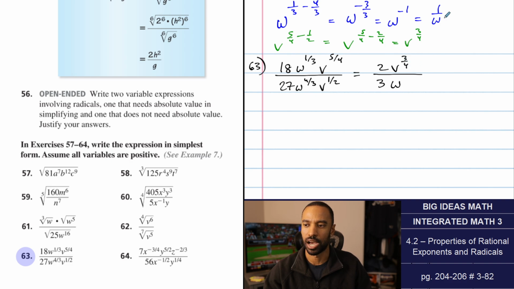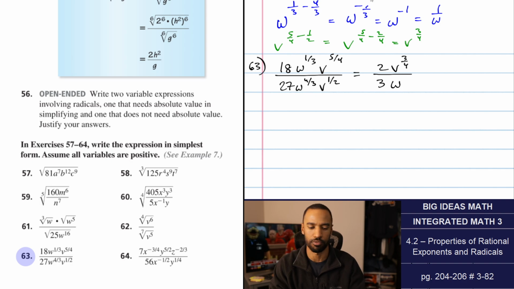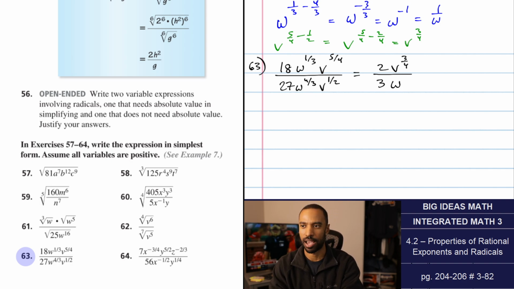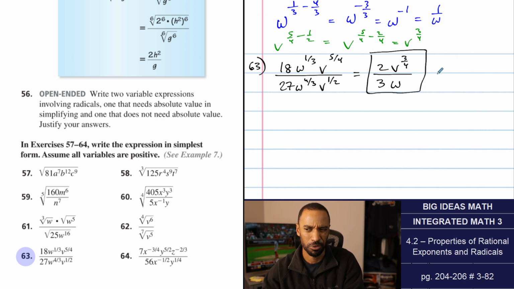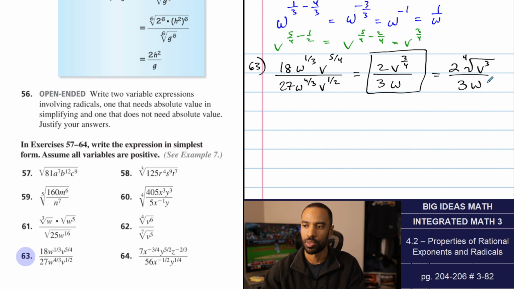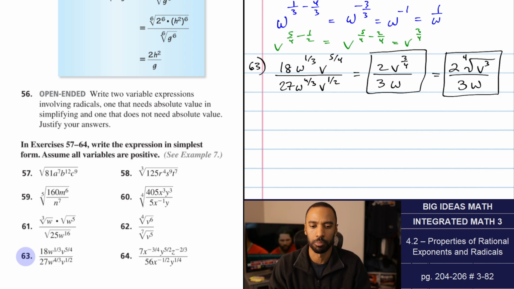We're pretty much done. There's no irrational denominator there, which is nice. If you do want to keep it like this, I'm sure that's fine. Because it started off as fractions, maybe we keep it as fractions. I'm also going to write another form that I like to see, with the radical. So that works out to me as well: 2 times the 4th root of v cubed over 3w. Looking pretty good there. Like I said, if the problem just leaves it as fractional exponents, you're good to go either way. All right, number 64, last one of this set.